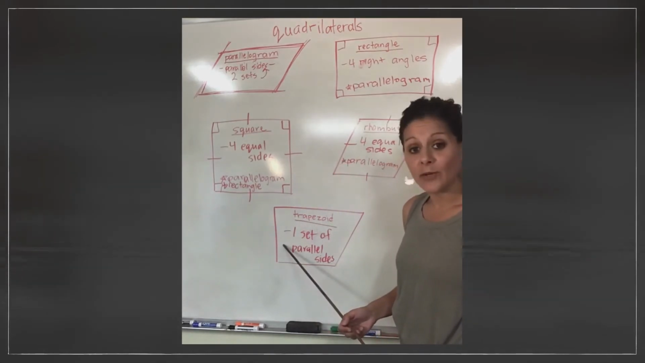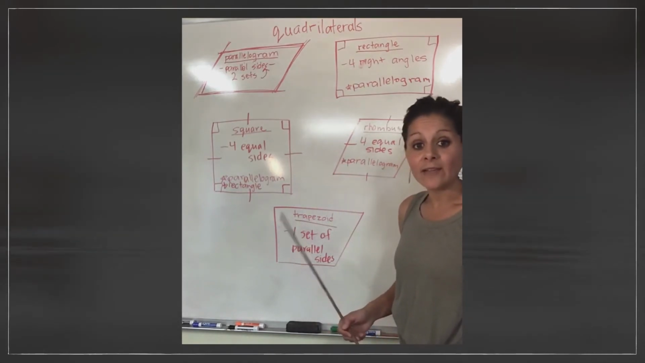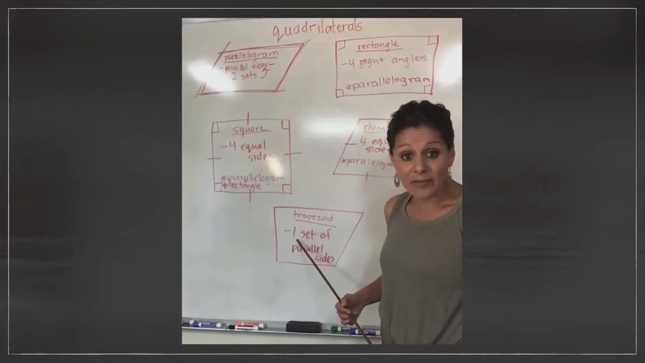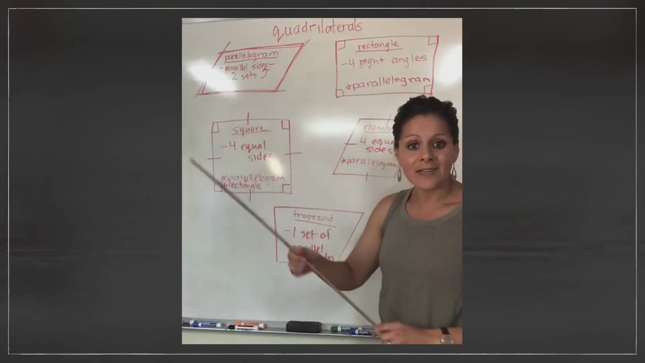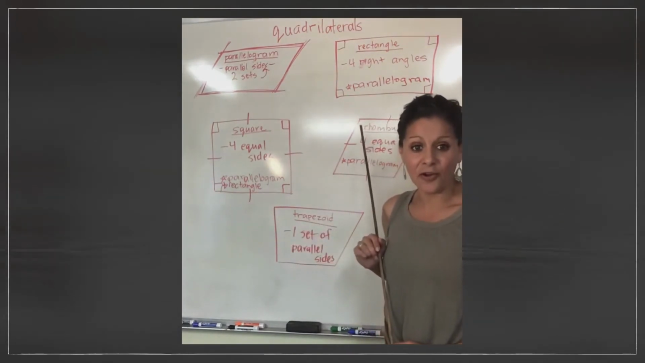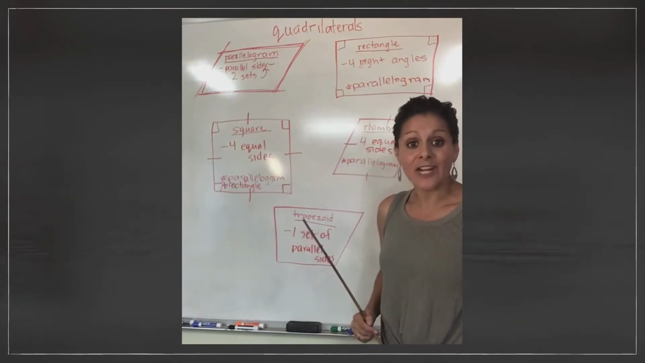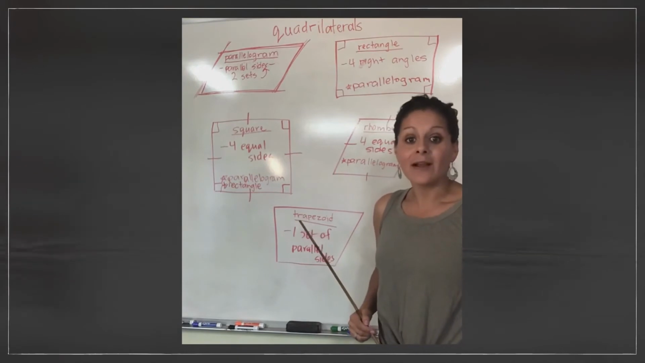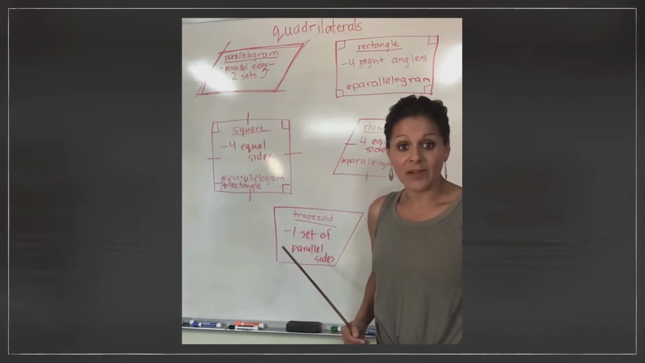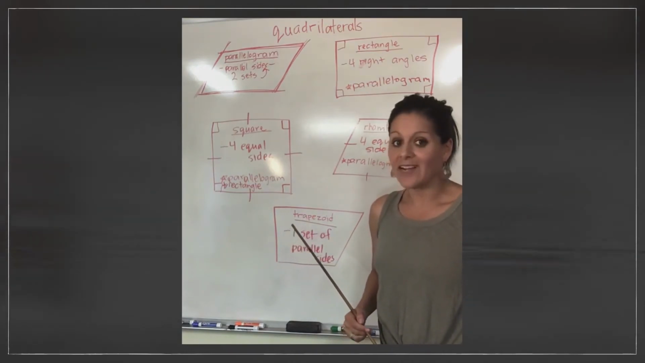And a trapezoid does not follow any of these other descriptions. So a trapezoid would only be considered a quadrilateral that has 1 set of parallel sides, so we only call it a trapezoid.